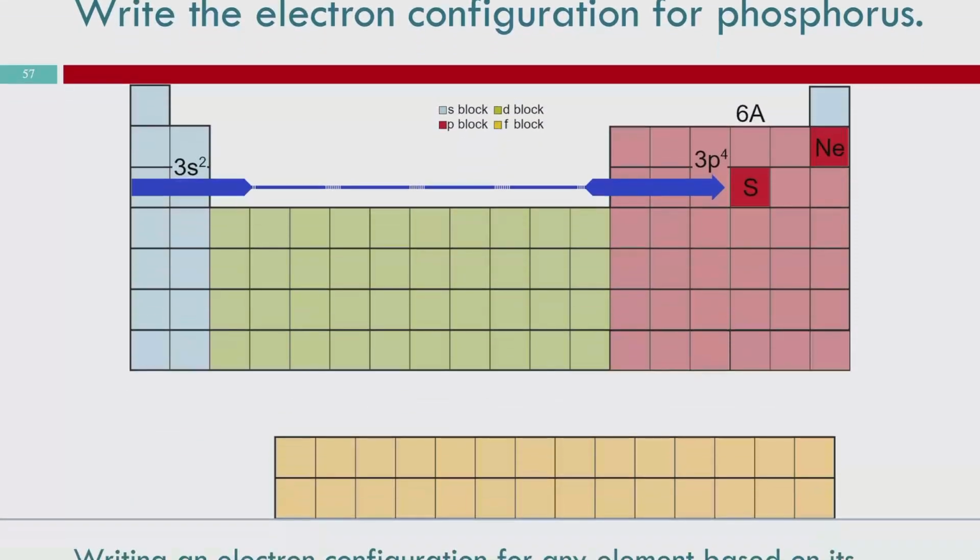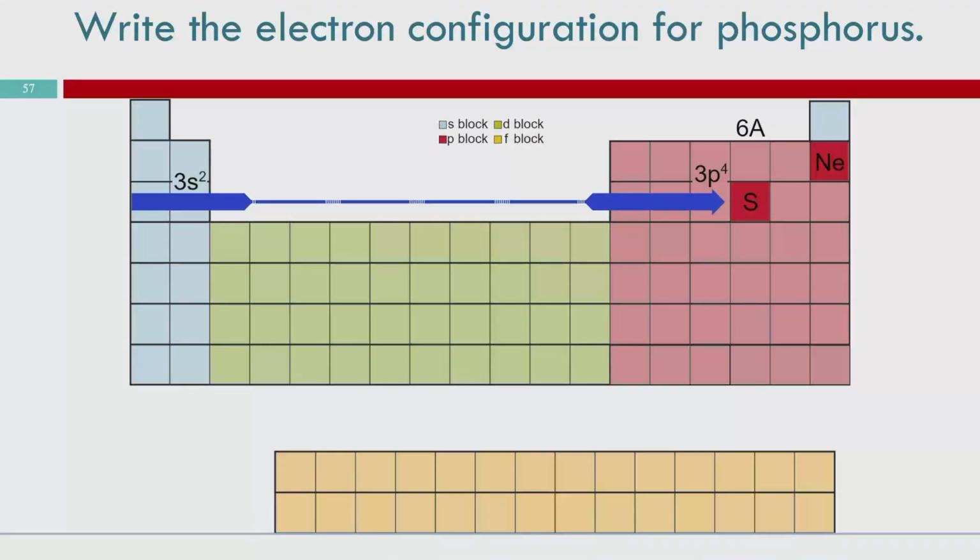We already talked about how to do this. This is how to count. Counting out electron configuration. I don't know why it's here. I don't remember why I put it here.